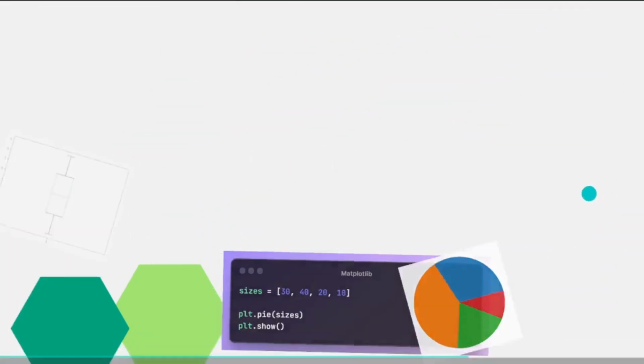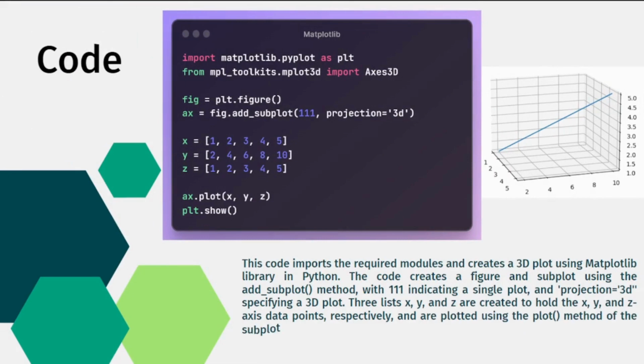So basically, this code imports the required modules and creates a 3D plot using the Matplotlib library in Python. The code creates a figure and subplot using the add_subplot method, with 111 indicating a single plot and a projection equal to 3D, specifying a 3D plot. Three lists x, y, z are created to hold the x, y, z axis data points respectively, and are plotted using the plot method of the subplot ax. Finally, the show method is used to display the 3D plot.